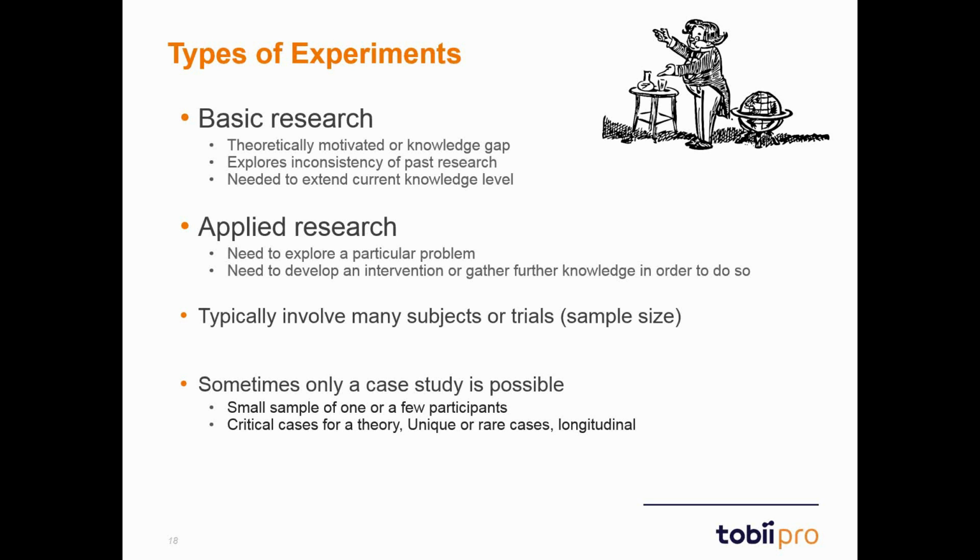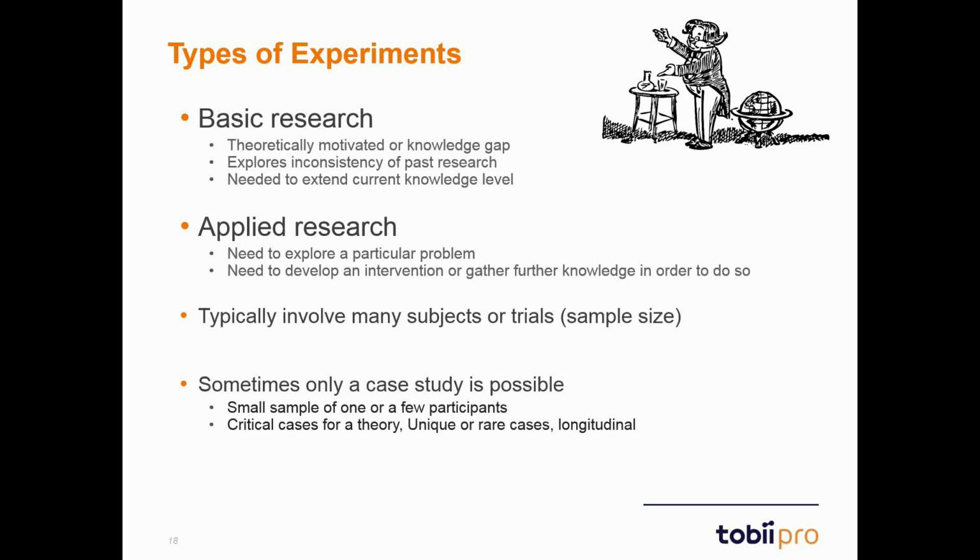So now that we're back, there are multiple ways of thinking about experiments, and one way is in terms of basic research and applied research. You have research that's theoretically motivated or looking to improve things where there's a knowledge gap. You also have applied research where maybe there's a particular problem or an intervention that you'd like to try out on a particular population.